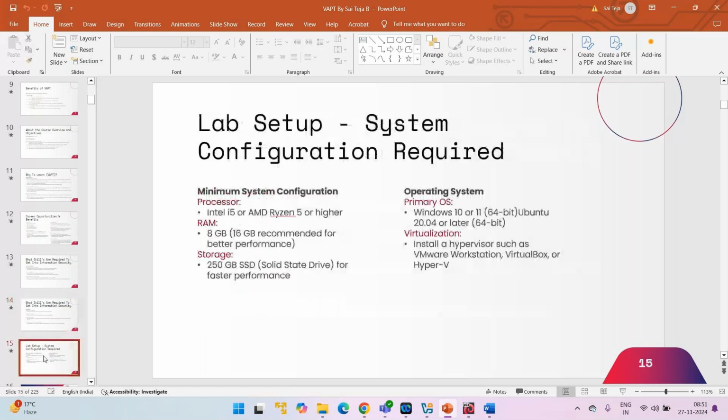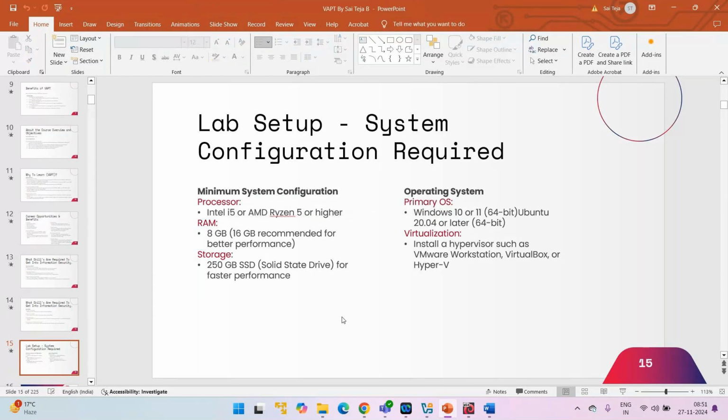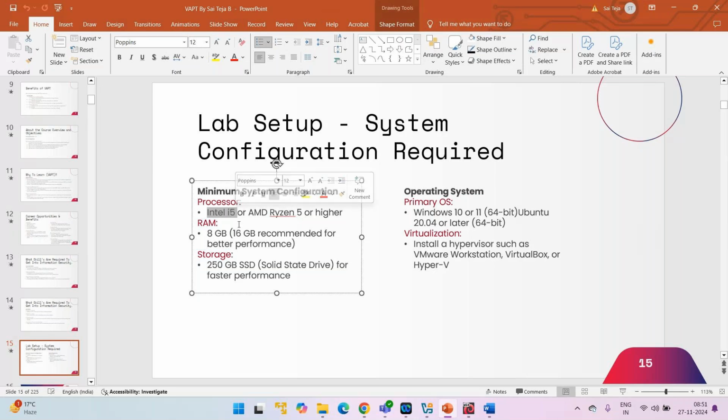And the lab setup part, I think most of the people will have this question: how to set up the lab. This is the basic configuration required. If someone does not have this configuration, I hope nowadays everyone has maybe an Intel processor with at least 8 to 16 GB RAM. If someone does not have it, there are virtual labs, guys, which you can use to learn these sessions. I can provide you more details, but I hope most of you have an Intel i5 or i7 with 8 to 16 GB RAM.